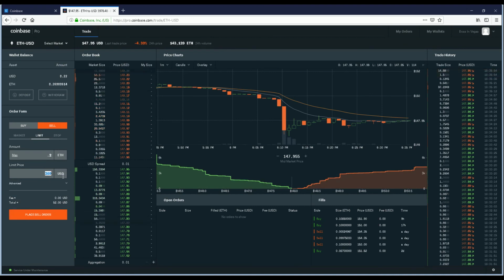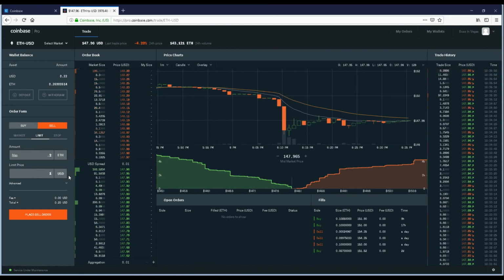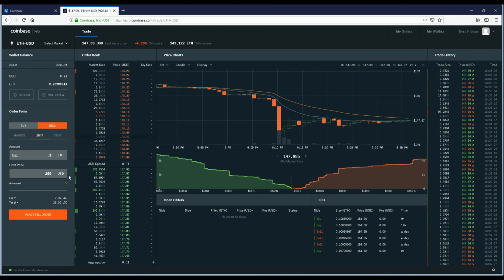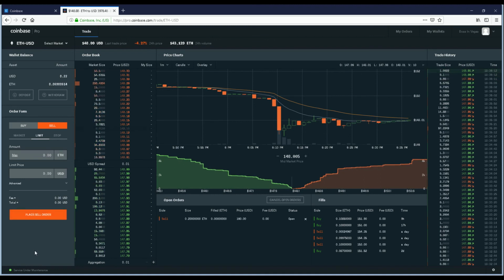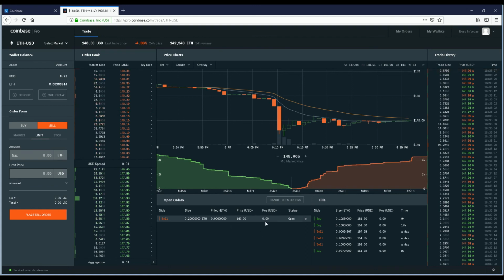All right, but anyways, let's be realistic. Let's say it went up to 150, or 160 again. You definitely want to sell if it gets up to 160. So we place that sale order there, and you can see now how it says sell 0.2 Ethereum, 160 US dollars, and 0 fee.